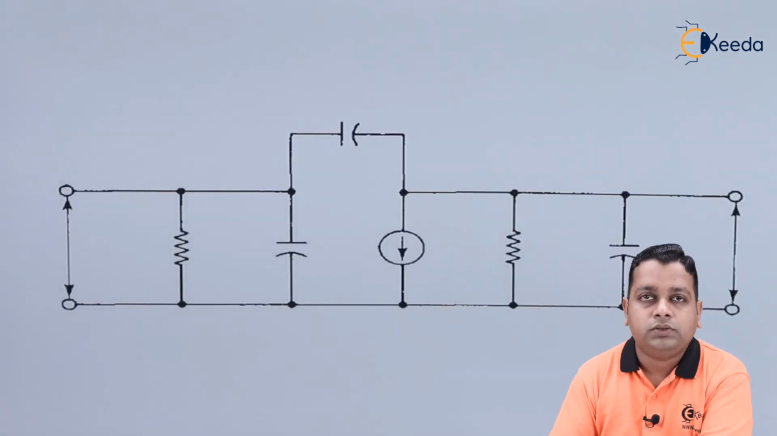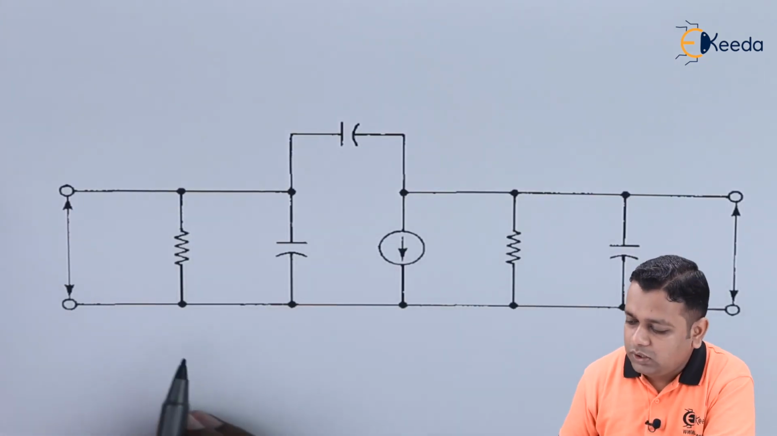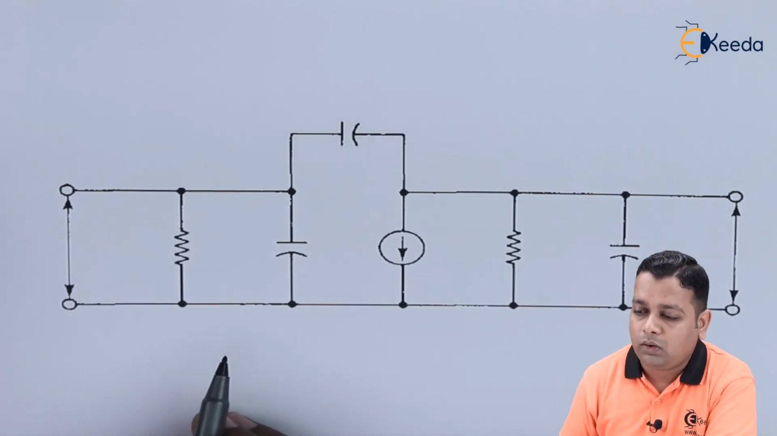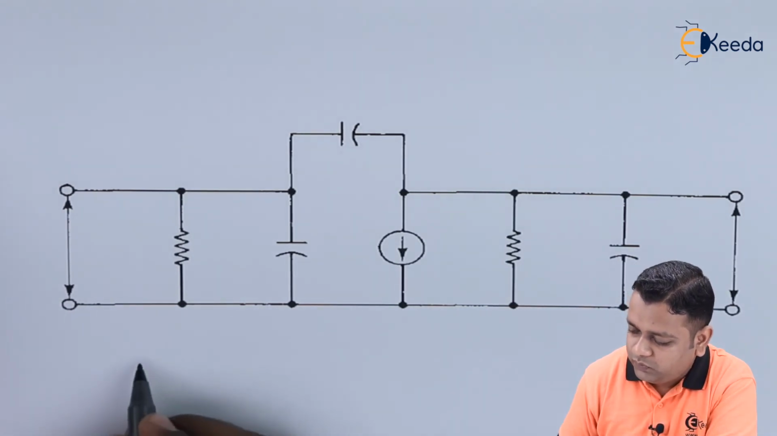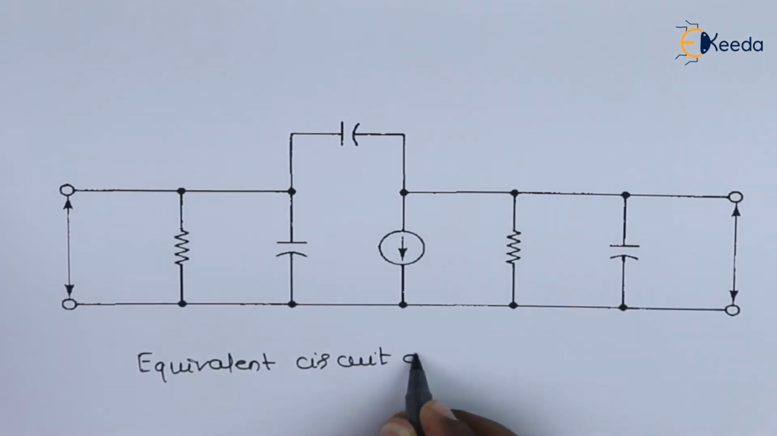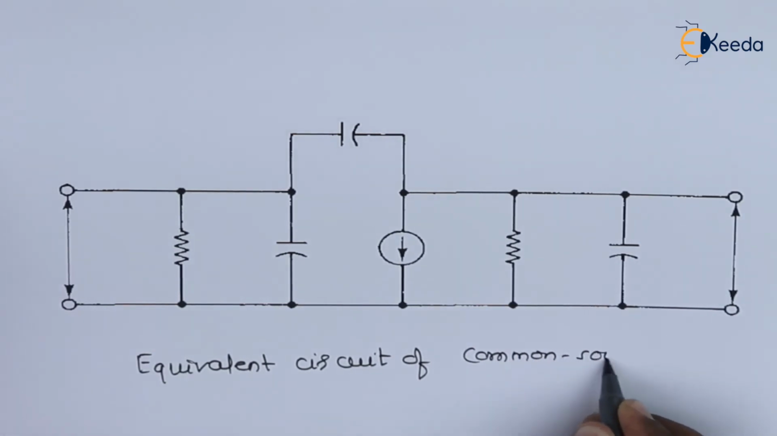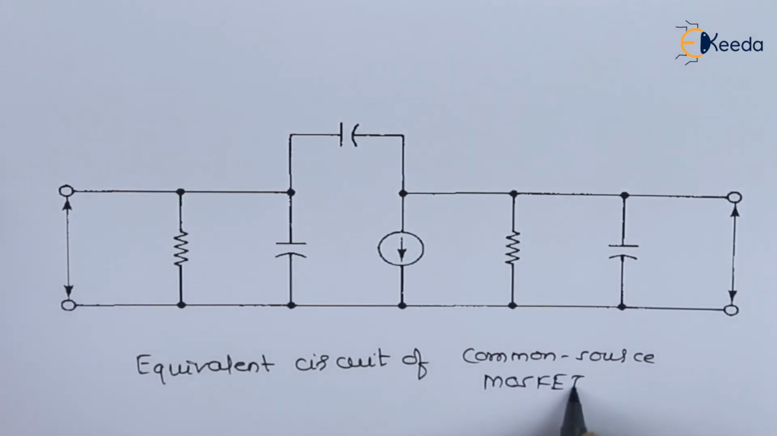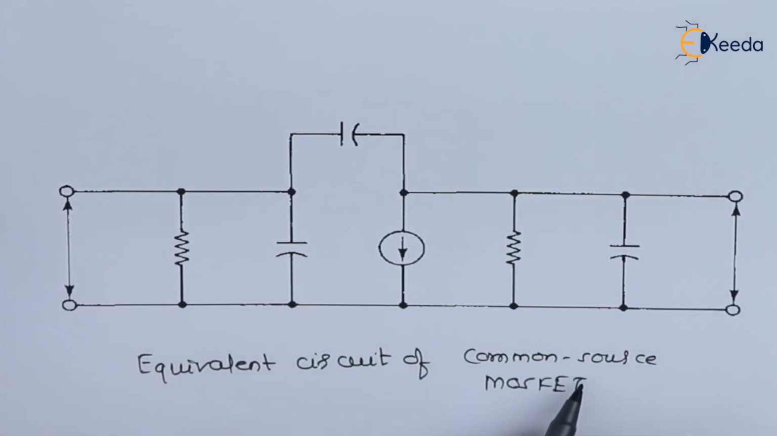Now we go for equivalent circuitry. So this is the schematic with respect to the equivalent circuitry of a common source MOSFET here. As like for the bipolar junction transistor, we have the configurations as like the common base mode or the common emitter configuration or the common collector. So here we have the common source MOSFET configuration here.